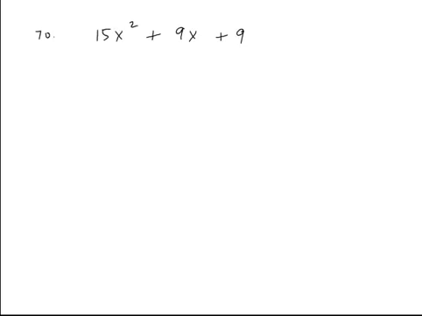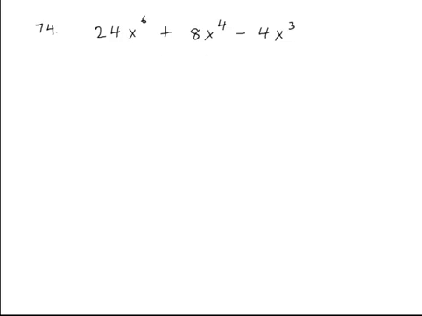Number 70. 15, 9, and 3, and 9 have a 3 in common. There are no x's in common. 3 goes into 15 5 times. We bring down the x squared. 3 goes into 9 3 times. Lovely. And 3 goes into the 9 on the end, also 3 times.